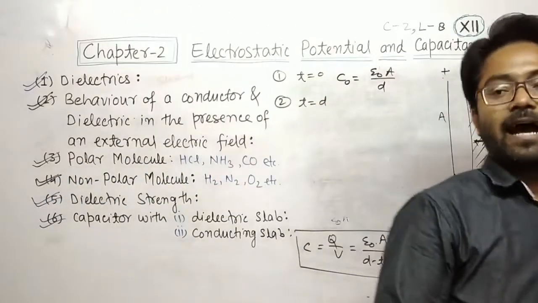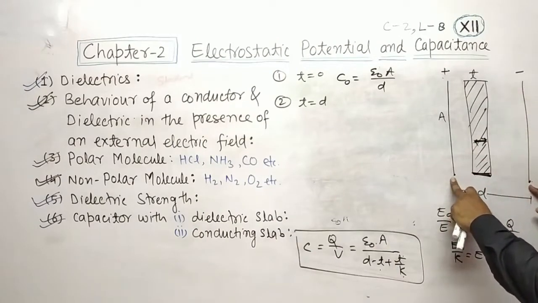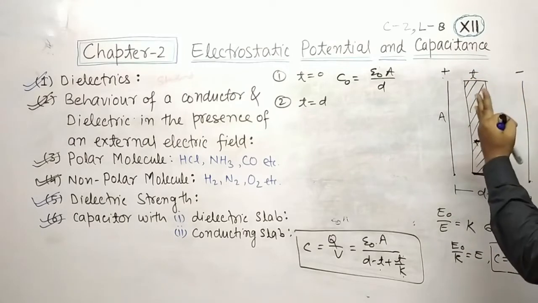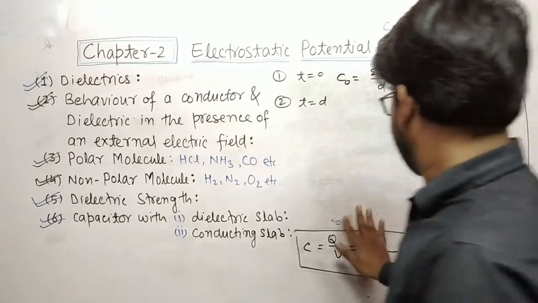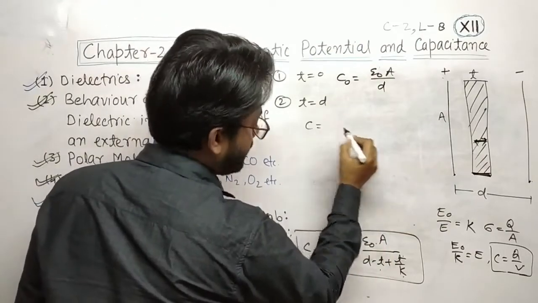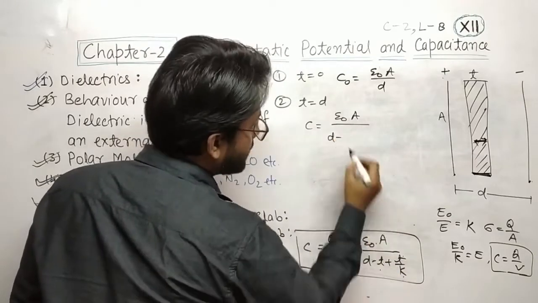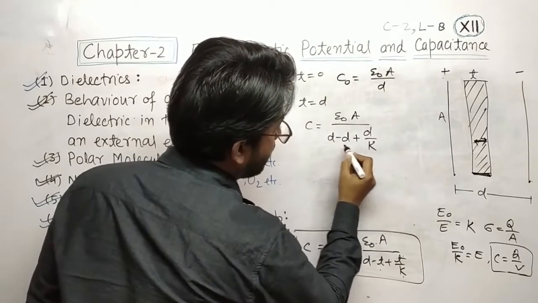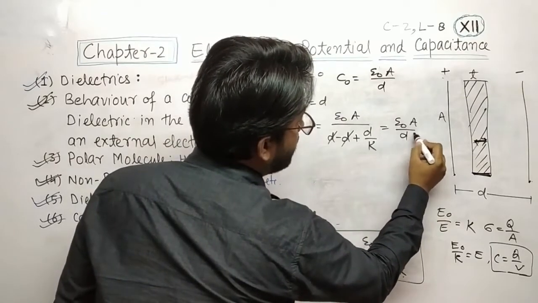Second point, if T equals D, what does it mean? It means that the thickness is equal to the distance between the plates, or in other words the capacitor is completely filled with a dielectric material. What will happen? The formula will be C equals epsilon naught A upon D minus D plus D upon K. D cancels out. Epsilon naught A upon D upon K.